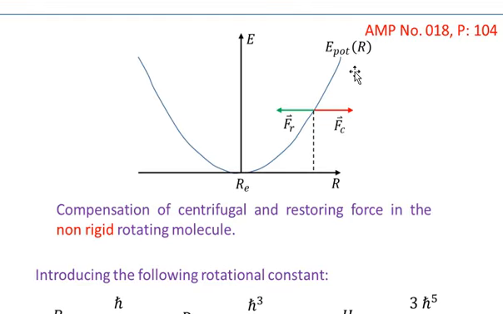and the compensation of the centrifugal and the restoring force in the non-rigid molecule shows that at any point the centrifugal force Fc is compensated by the restoring force Fr, which are shown respectively with the red arrow and green arrow. At a general point on the potential energy curve, these two will compensate each other.